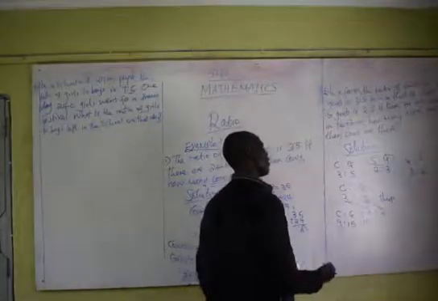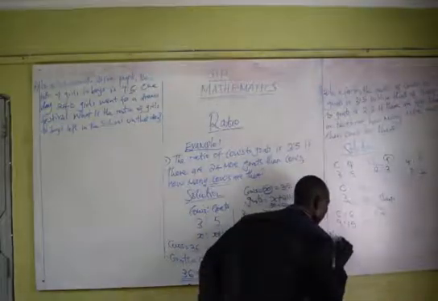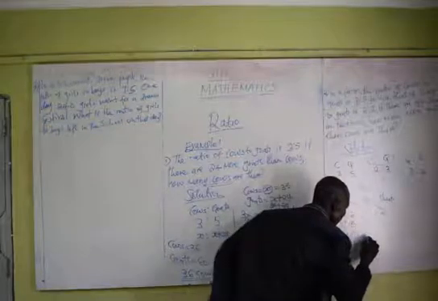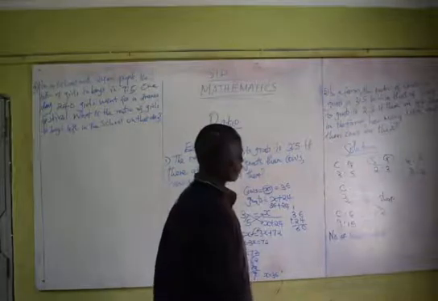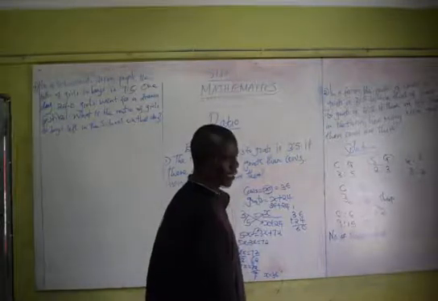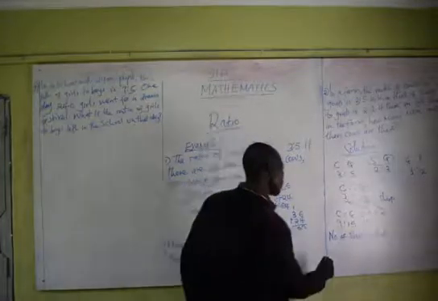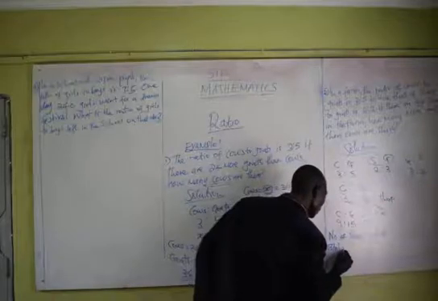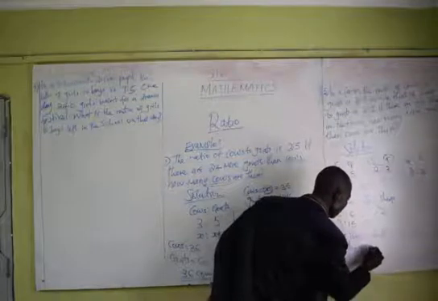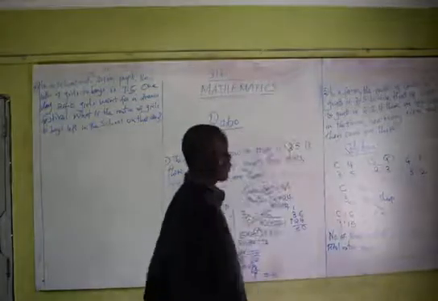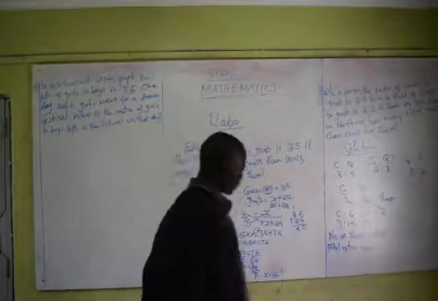So now let us look at this. We have 40 sheep. So the number of sheep is equal to 40. Now let us get the total number of animals. That is equal to the total ratio. The total ratio is equal to 9 plus 15 plus 10. Can you add that? 9 plus 15 gives us 24, plus 10 gives us 34.